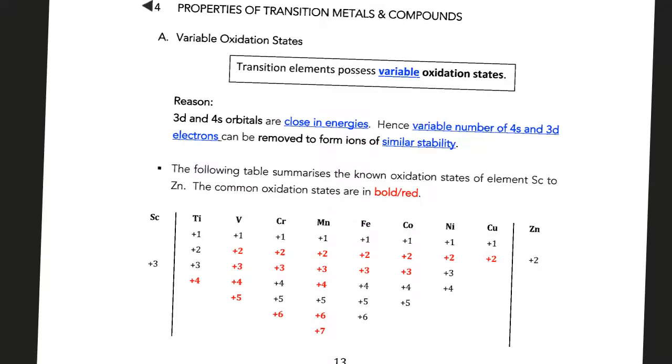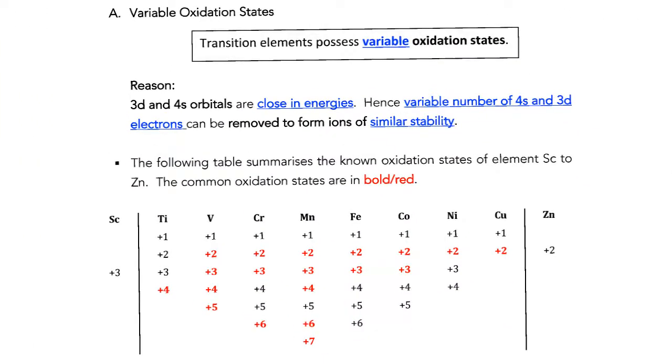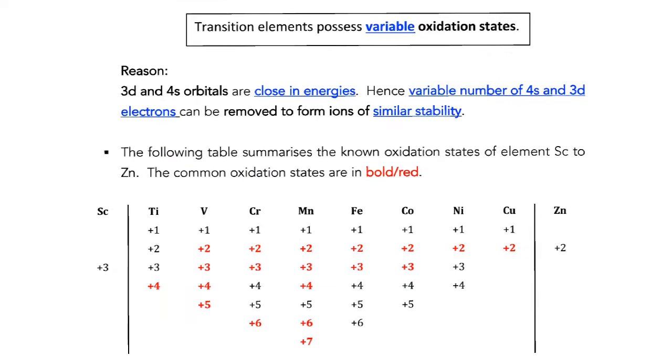So you can see here the most common oxidation states. These are all the possible oxidation states from scandium to zinc. But remember, scandium and zinc are not transition metals, strictly speaking, so we should be talking about titanium to copper. Now, these are the possible oxidation states, and the common ones are in red here.